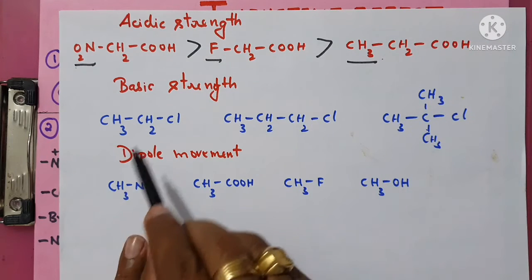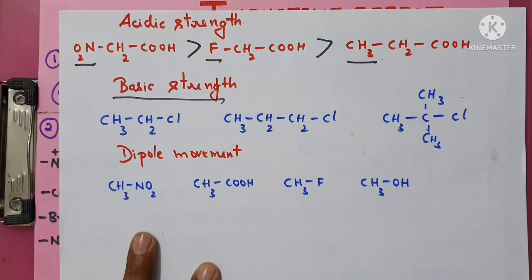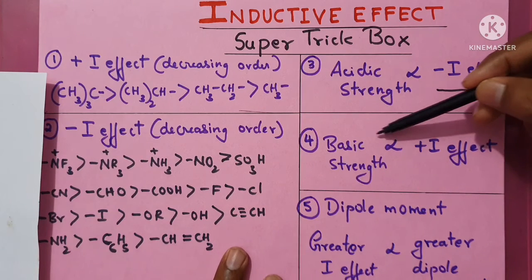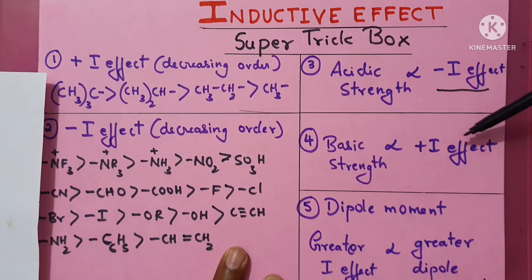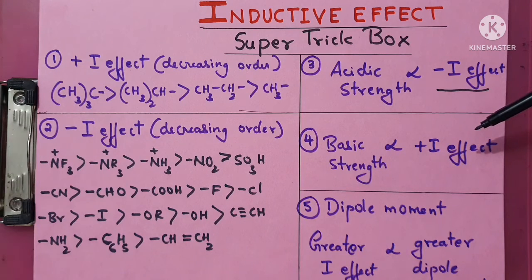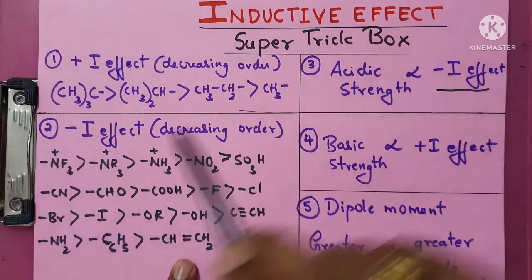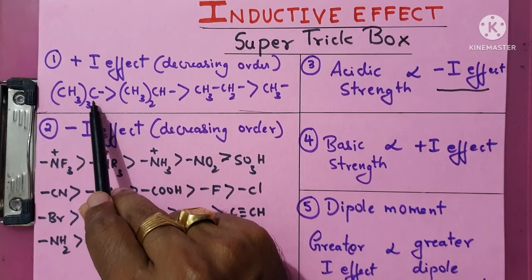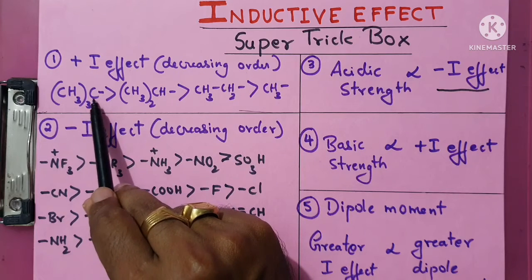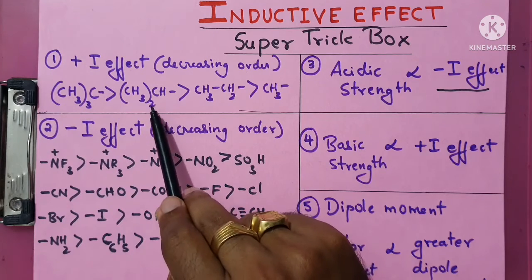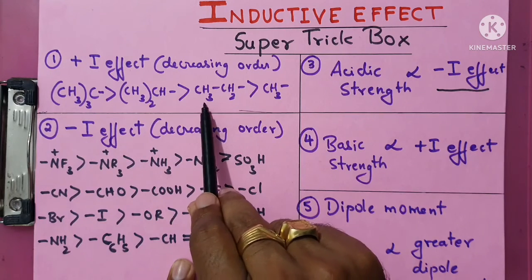Come to the next one, we have the basic strength. In case of basic strength, children, again if you observe the trick box, the basic strength is directly proportional to plus I effect. Therefore, if we go back to the plus I effect, you can observe that the more the number of carbons, this is the branched part, the tertiary carbon, where it is going to show more inductive effect, more plus I effect. Then comes CH2, CH3 twice, and then CH3, CH2.